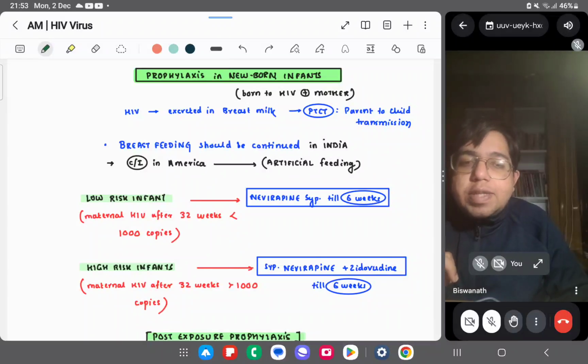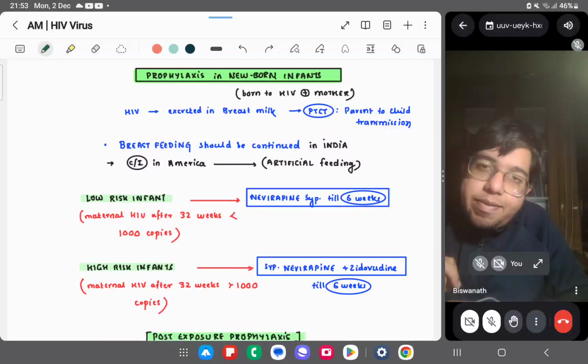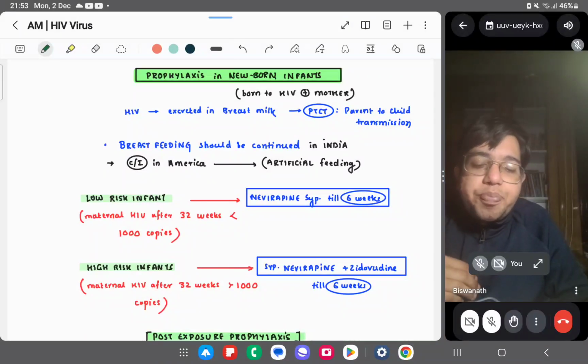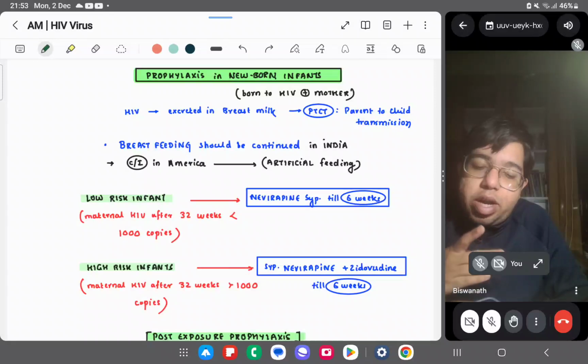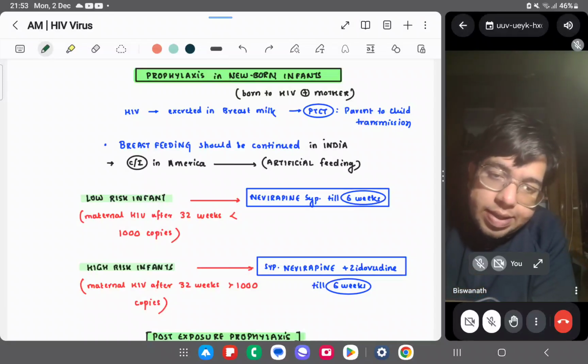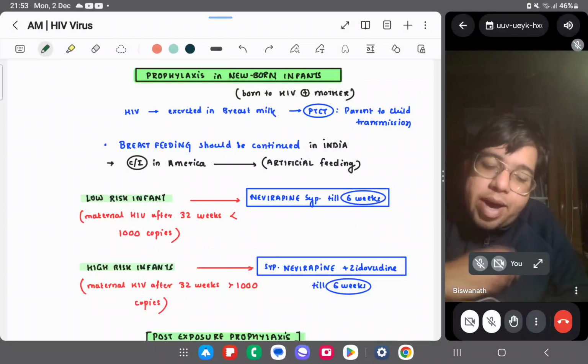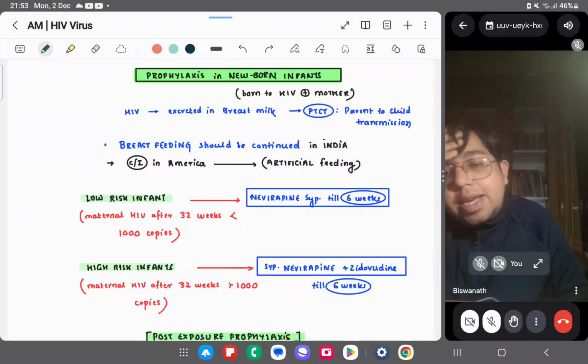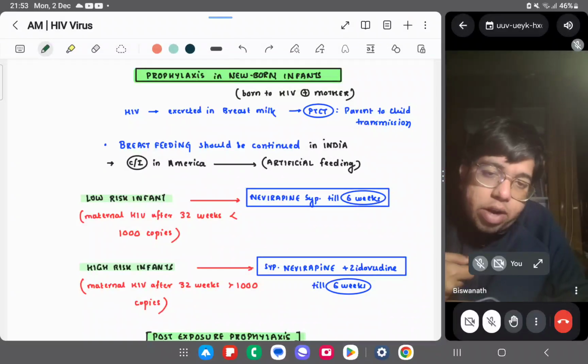Prophylaxis in newborn infants. If an infant is born to an HIV positive mother, then you have to take prophylactic measures. HIV is excreted in breast milk, so there can be parent to child transmission, right? Still, breastfeeding should be continued in India, because the child is receiving the antibodies as well. The virus is passed in very low amounts, but in America breastfeeding is contraindicated and we have to do artificial feeding.